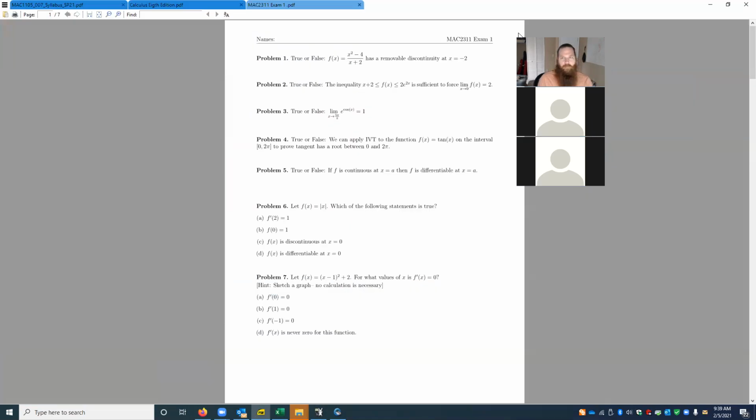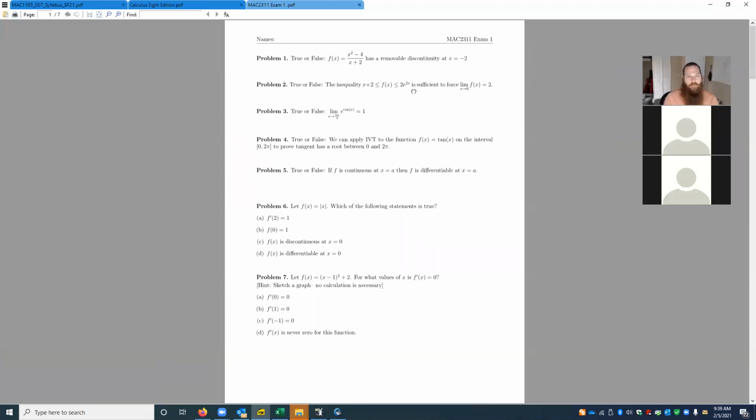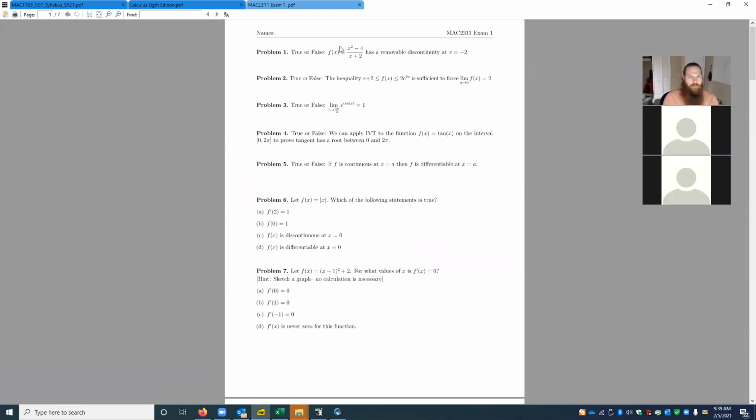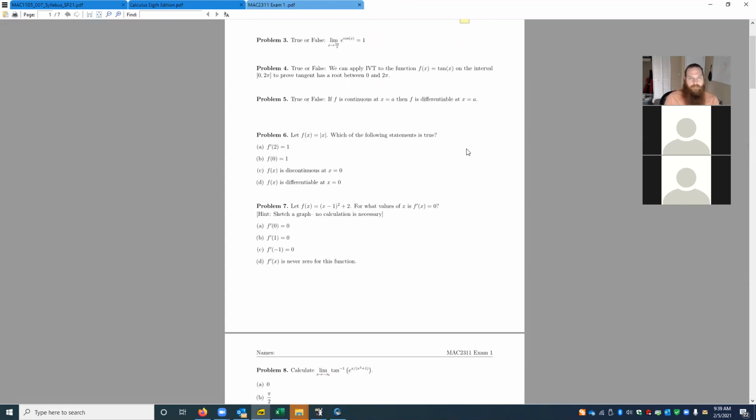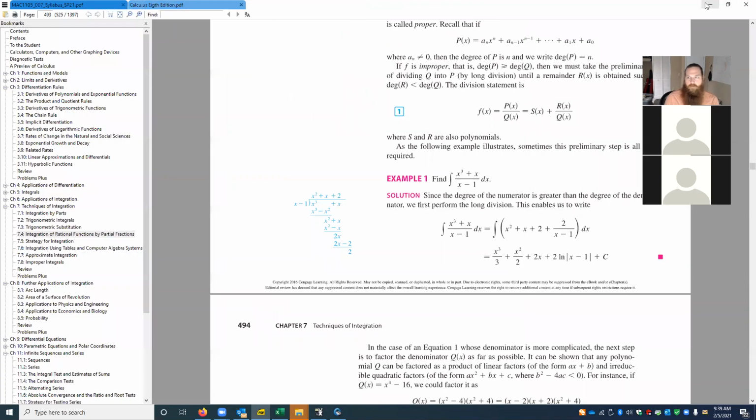All right, so here's an example of my exam 1 from Calc 1 from several years ago. So true or false, this thing has a removable discontinuity at negative 2, or true or false, this inequality is sufficient to get the limit here at 0 to be 2. True or false, this limit is 1, that sort of stuff. You know, if f is continuous, then f is differentiable, these sort of things. So yeah, they tend to have to do with definitions and concepts.